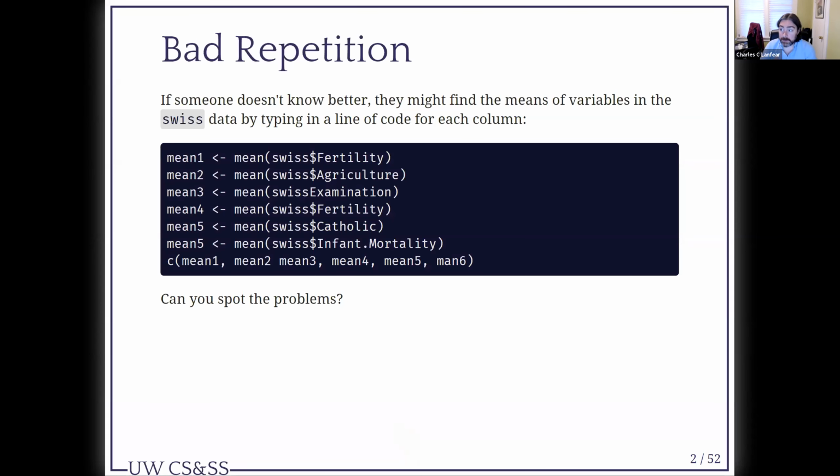So if you didn't know any better, and I mean, I often have gotten a lot of assignments in other classes written in R that look like this. Say you wanted to get the mean of every variable in the Swiss data set we worked with in the first homework. You might write one line of code for each column in the data set and pull the means out like this. So you do the mean of Swiss fertility, agriculture, examination, Catholic, infant mortality, and then you might bind them all together into some sort of vector to display all the means of these different variables, okay?